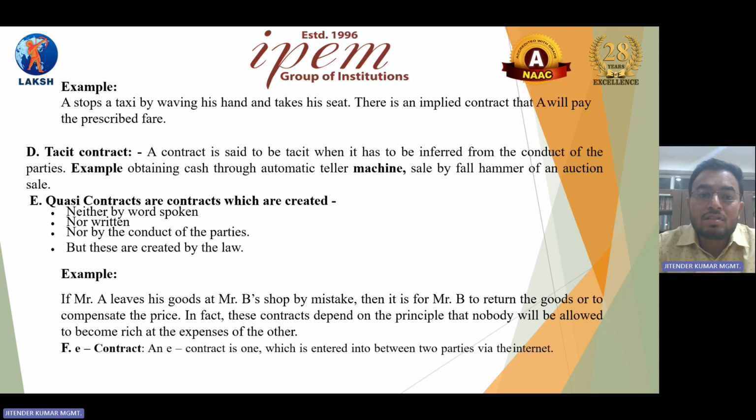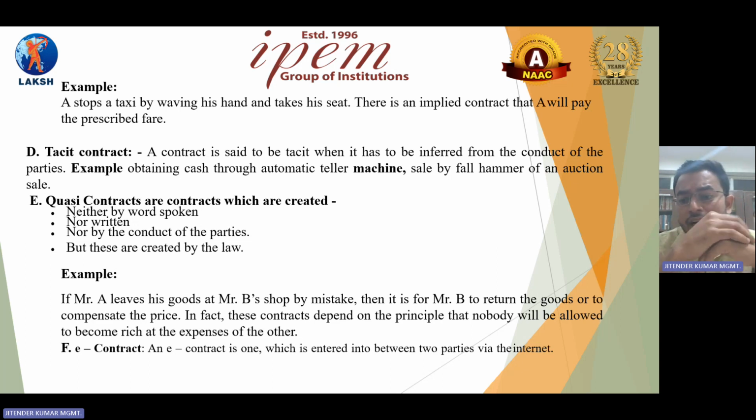Now, the contracts which come under the category of tacit contracts are basically those where machines are involved. So if you are withdrawing cash from an ATM machine, this is a contract where you are creating a tacit contract, right? A sale by the fall of the hammer in auction sales. These kinds of contracts come under the category of tacit contract.